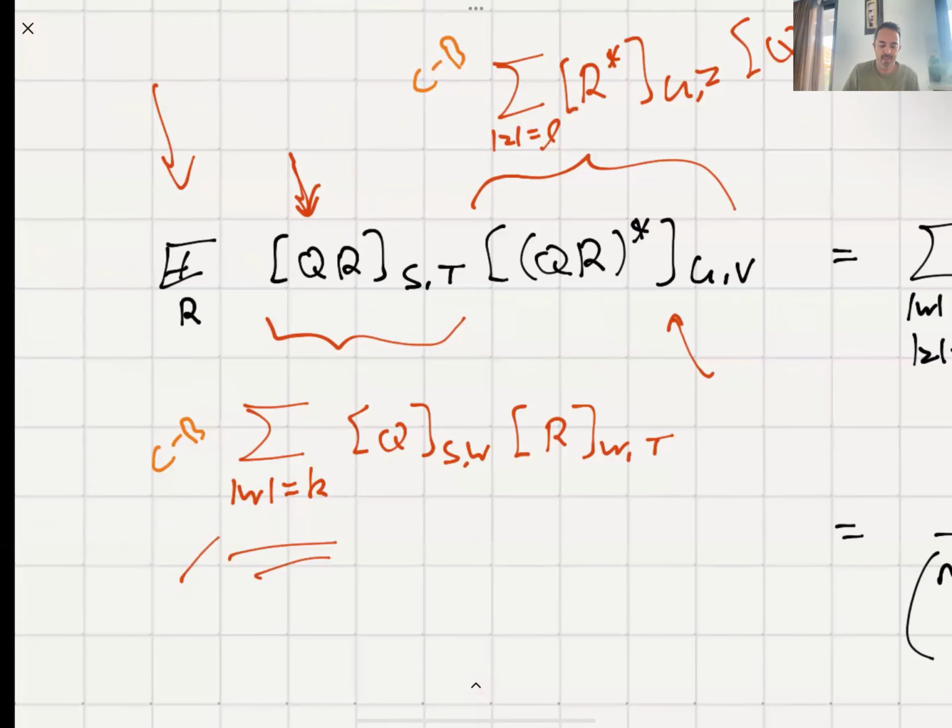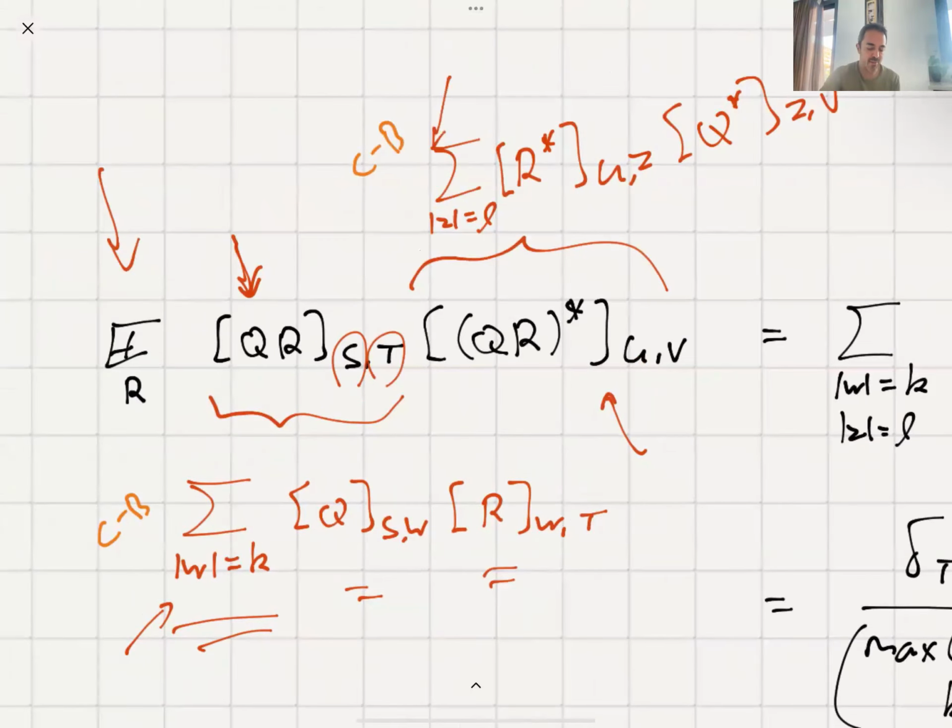So when you open this QR, this is what appears here. You add another variable W, you go over all sets of size K, let's call them W, and then you do QSW, RWT. You put the W in the middle. And same here, you take another set Z, which is a priori of a different size. At the end, it's going to be the same size, but initially we don't know that. So you go over all sets of size L, and you do R conjugate UZ, Q conjugate ZV, using the fact that this is R conjugate, Q conjugate.